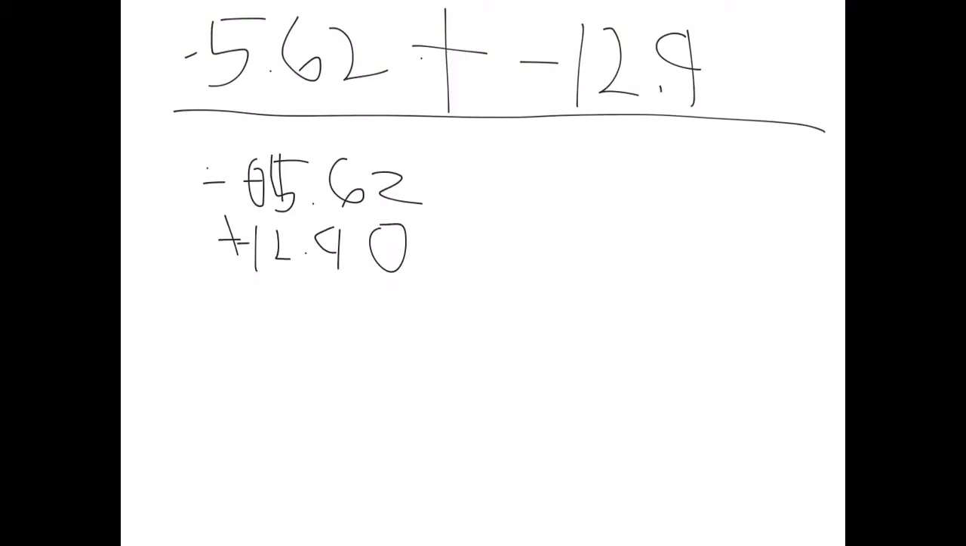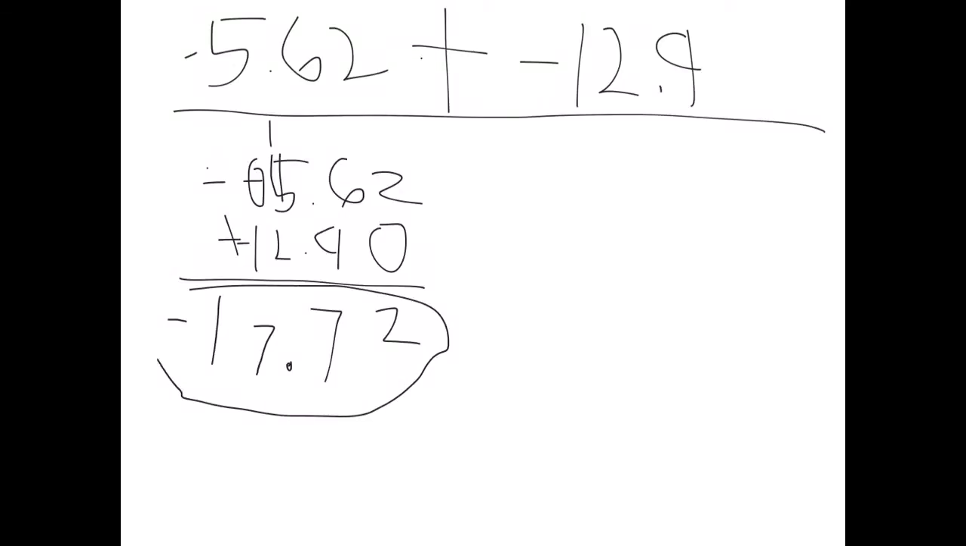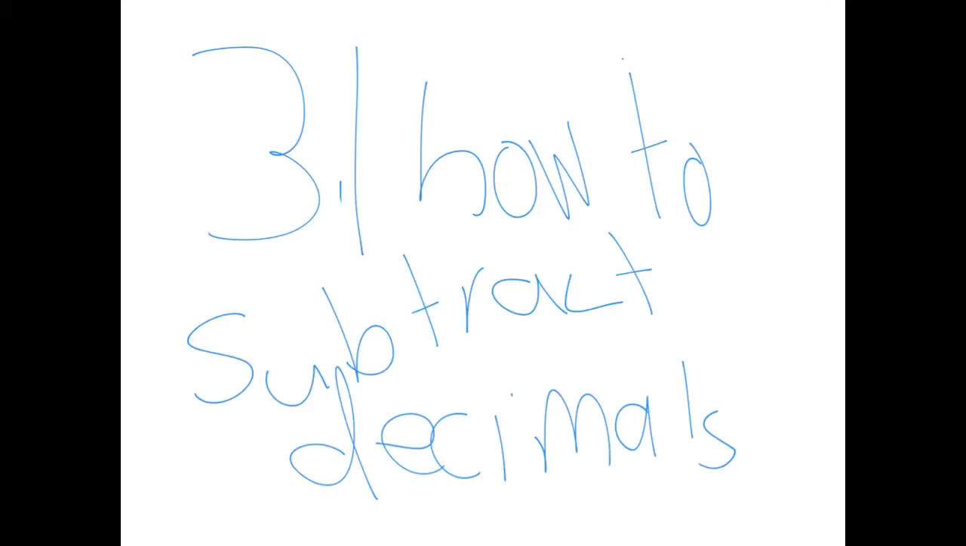And then you're going to want to add. 2 plus 0 is 2, 6 plus 9 is 17, put down your decimal, 5 plus 2 is 7, and 0 plus 1 is 1. And you add your negative sign, and this is your answer, negative 17.72.